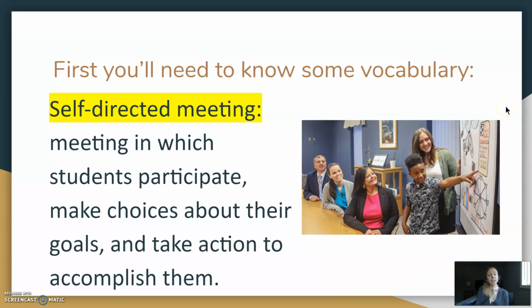Okay, and the last thing was the self-directed meeting. So this is kind of the goal. This is the meeting in which students participate and they make choices about their goals and take action to accomplish them. And so self-directed is anywhere from participating a little bit to kind of a bigger, like leading the meeting, okay? So this boy right here, he is leading his meeting. This is a self-directed meeting. It is about him, and he is leading it.